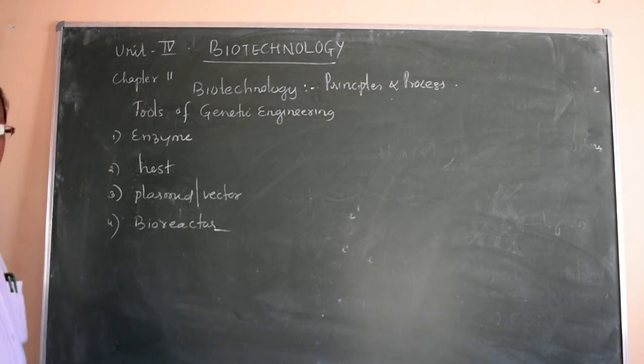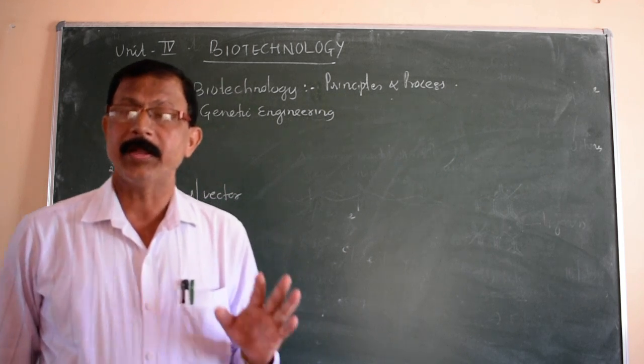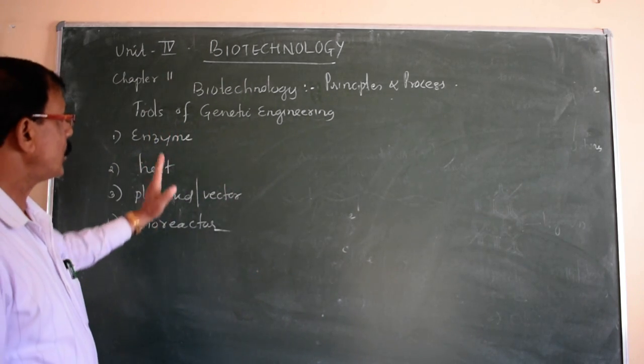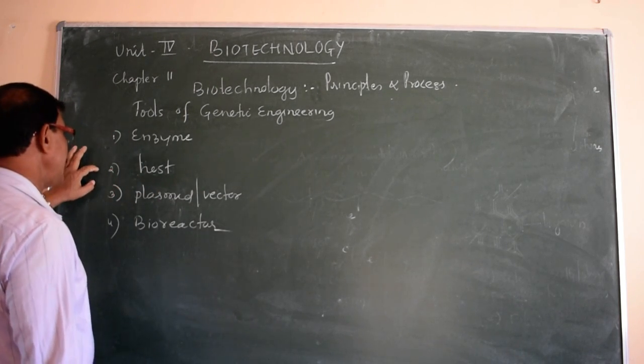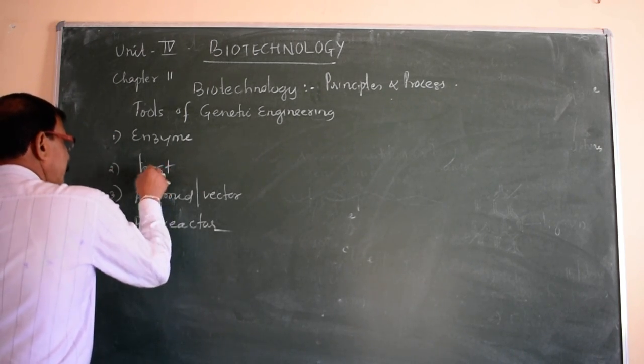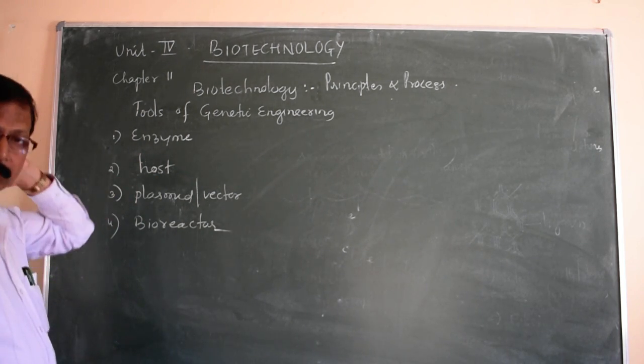See, it may be asked in a 2 marks question: mention the tools of genetic engineering. Only the 4 names you have to mention: enzyme, the host, then the plasmid as a vector, and then the last one is the bioreactor.